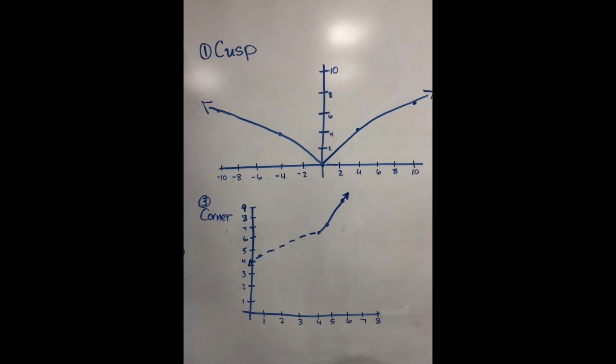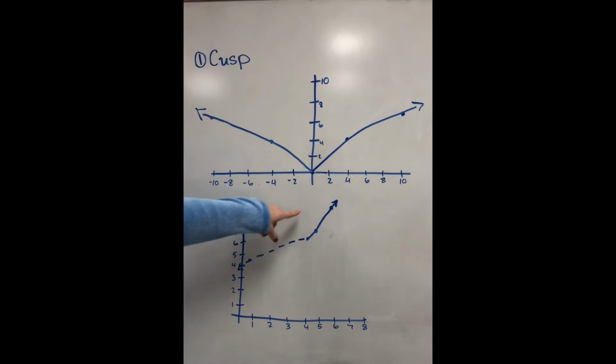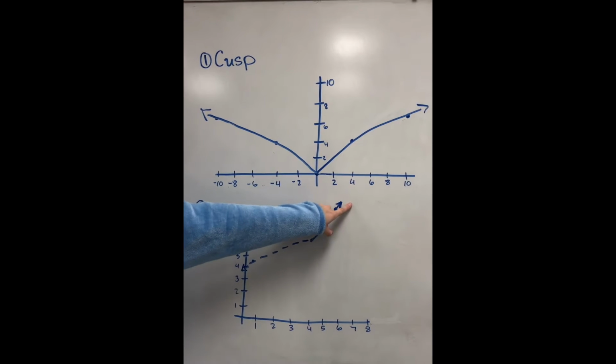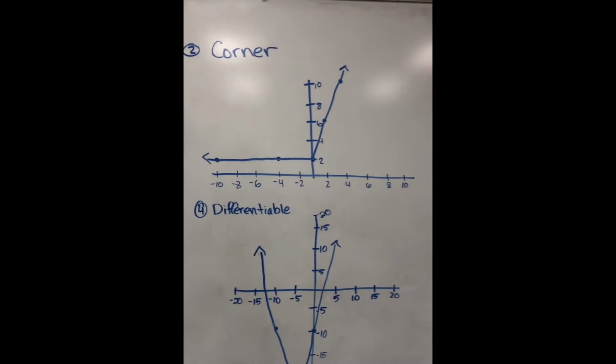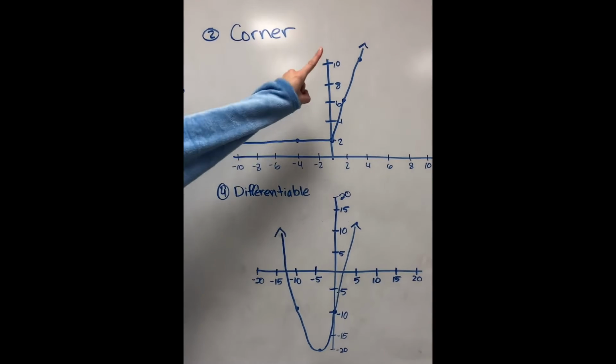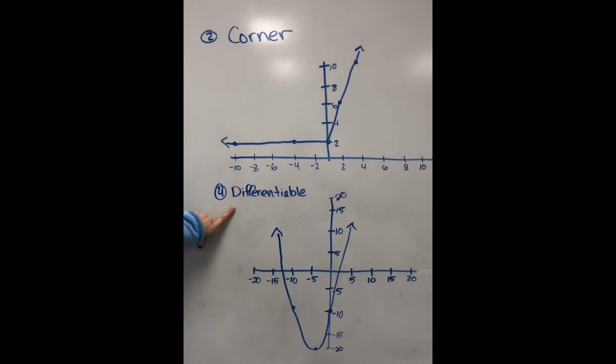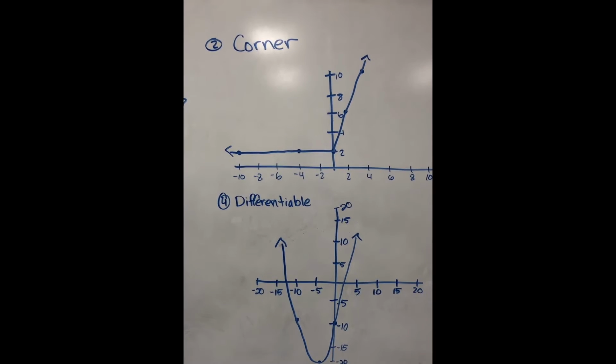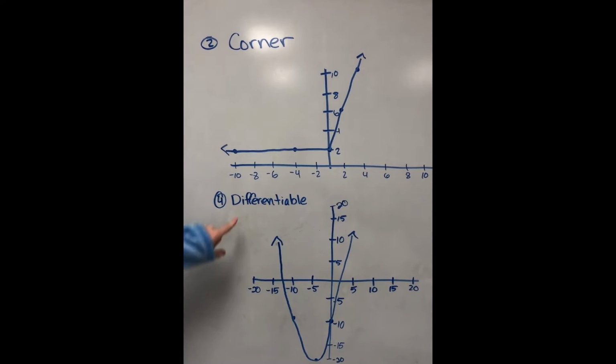This one is not differentiable because it's a cusp. This one is not differentiable because it has a corner. This one is also not differentiable because it has a corner as well. However, 4 is differentiable because you can find the slope at any given point. So that's the path we take.